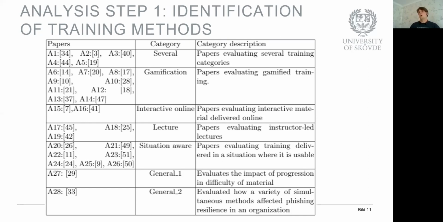And the common description of situation-aware training is to have training as part of a phishing campaign. So the typical way of doing situation-aware training in this body of literature is that you launch a fake phishing campaign in an organization, and then when a user clicks a link, you provide them with training. And there were also some papers that discussed and evaluated several different training methods.